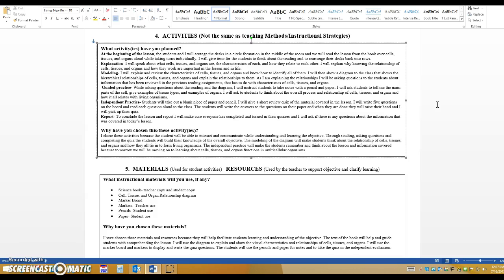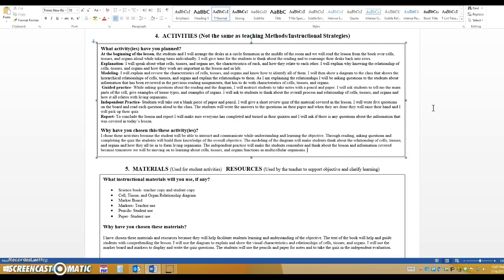Independent practice. Students will take out a blank piece of paper and pencil. I will give a short review quiz of the material covered in the lesson. I will write 5 questions on the board and read each question aloud to the class. The students will write the answers to the questions on their paper, and when they are done, they will raise their hand, and I will pick up their quizzes. Report. To conclude the lesson, I will make sure everyone has completed and turned in their quizzes, and I will ask if there are any questions about the information that was covered in today's lesson.